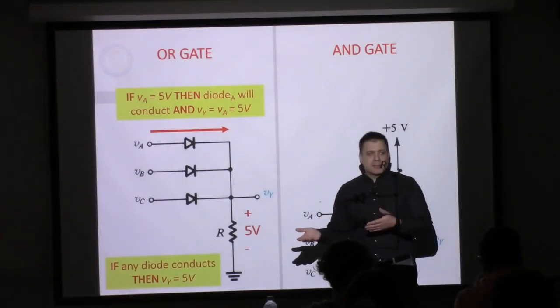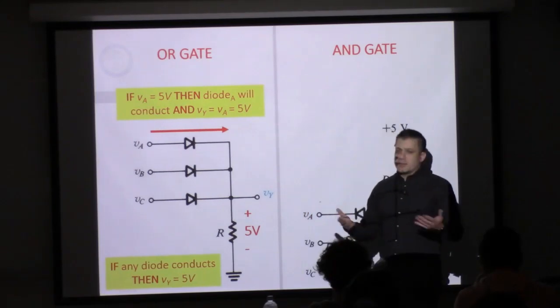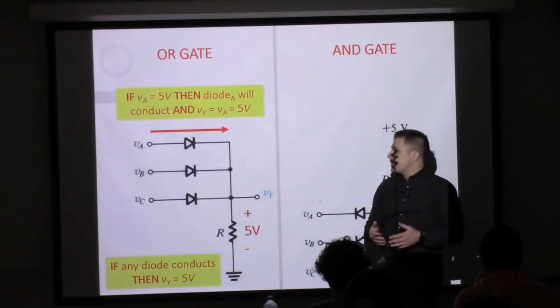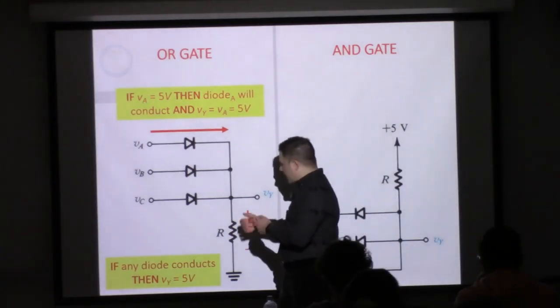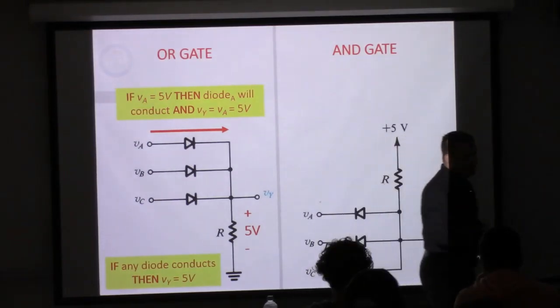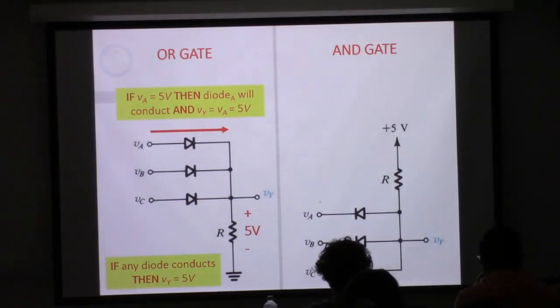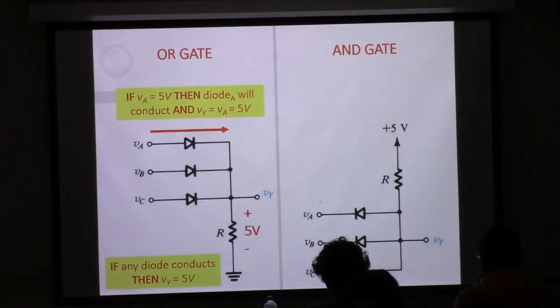1 out of 3 does the same thing as 2 out of 3 as 3 out of 3. Doesn't matter. And that, again, agrees with how we expect an OR gate to work. If any diode conducts, then Vy equals 5.